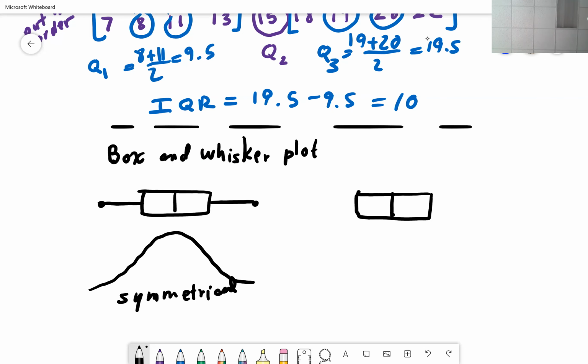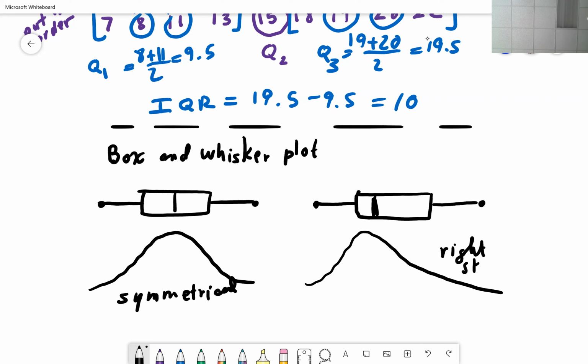Now, if you get something like this, and the little line in the middle is here, we think that this might look something like this. And that's a skew. Did it look symmetrical? It has a tail. We call that a right skew, sometimes referred to as a positive skew.